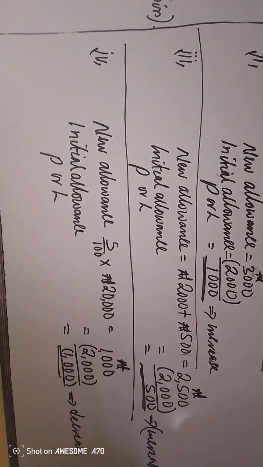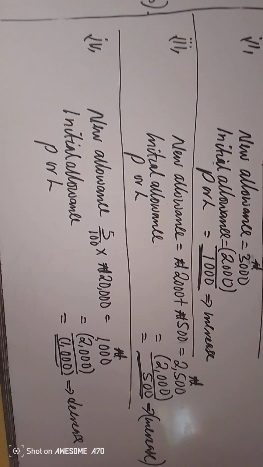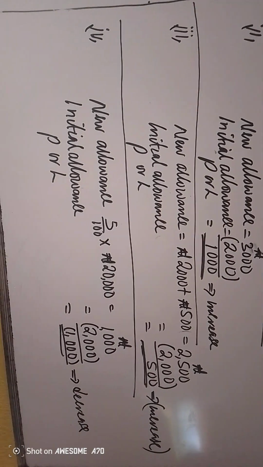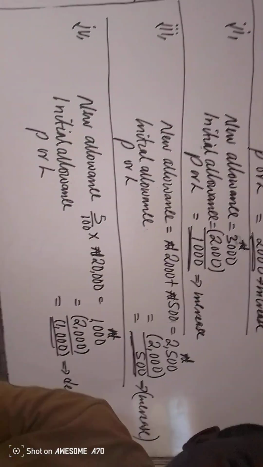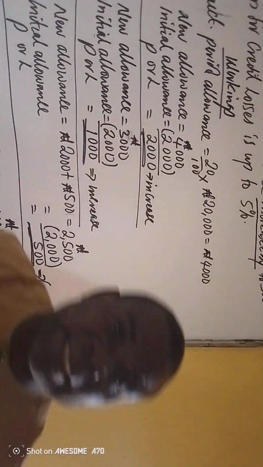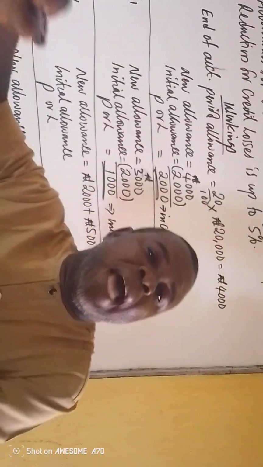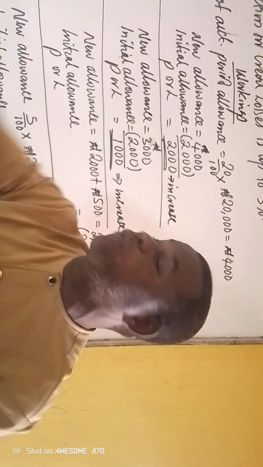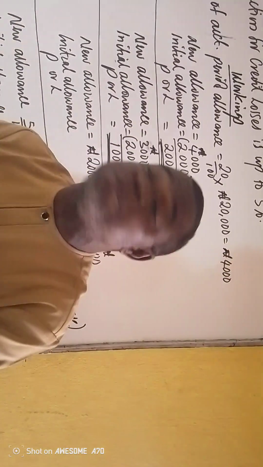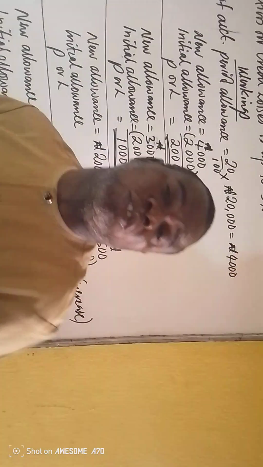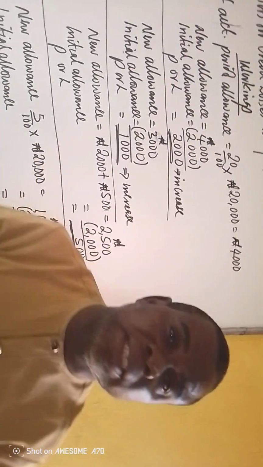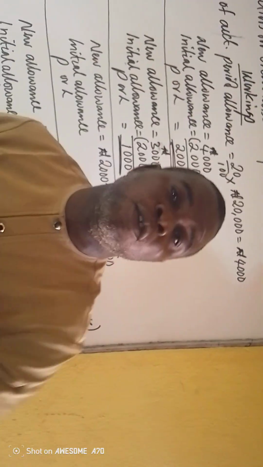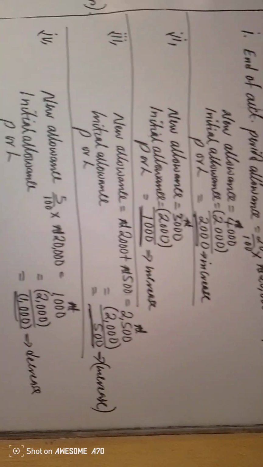So 5% of 20,000 is 1,000, meaning it has come down. Based on the way customers are paying, there's a tendency that the losses will not be as much as 2,000. So it means it will come down. That is why if you work out 5% of the account receivable of 20,000, the amount will be 1,000, meaning there is a reduction in the allowance that the business is expecting to lose from the amount collected from customers.